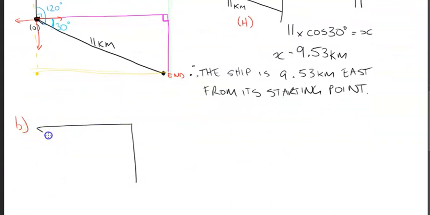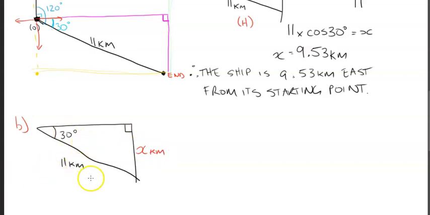And again, I'm going to fill out the information that I do know. We've got 11 kilometers. There's our 90 degrees. There's our 30 degrees, which is in here. But the side that we're interested in isn't necessarily the adjacent this time. It's actually the opposite, which is this side here.